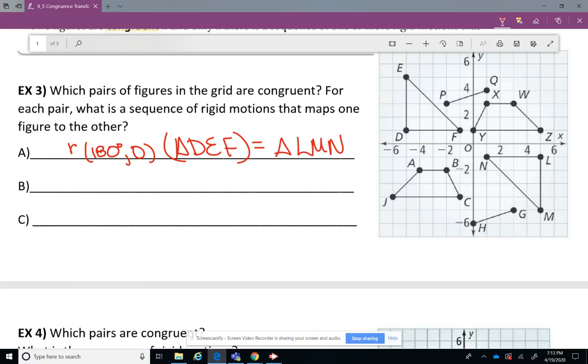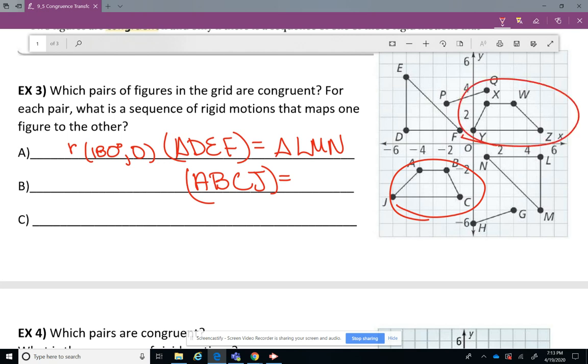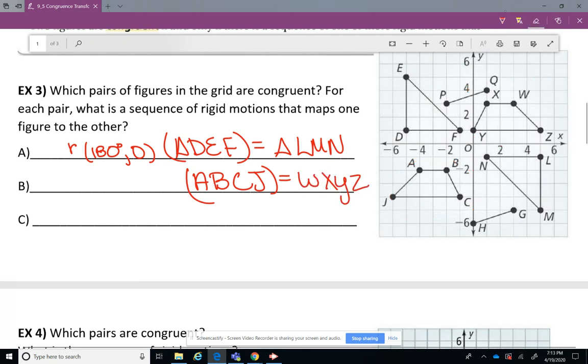All right, let's go to ABCJ. Looks like a trapezoid to me. How about you guys? So we're going to put ABCJ and we're going to map it onto WXYZ. All right, so let's see what we would have to do to trapezoid ABCJ to map it onto WXYZ, because they're flipped. I can already see we're going to have a reflection going on.